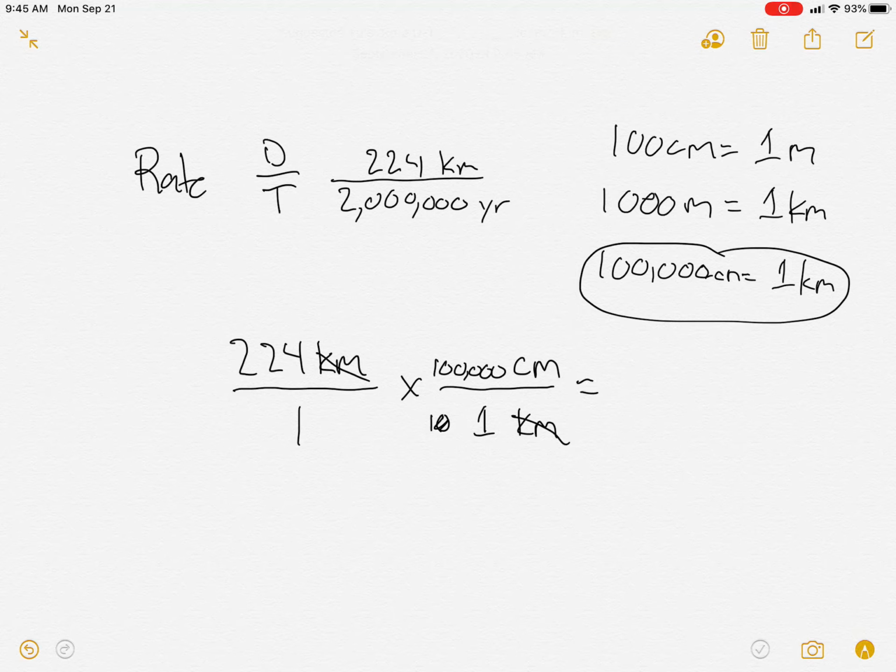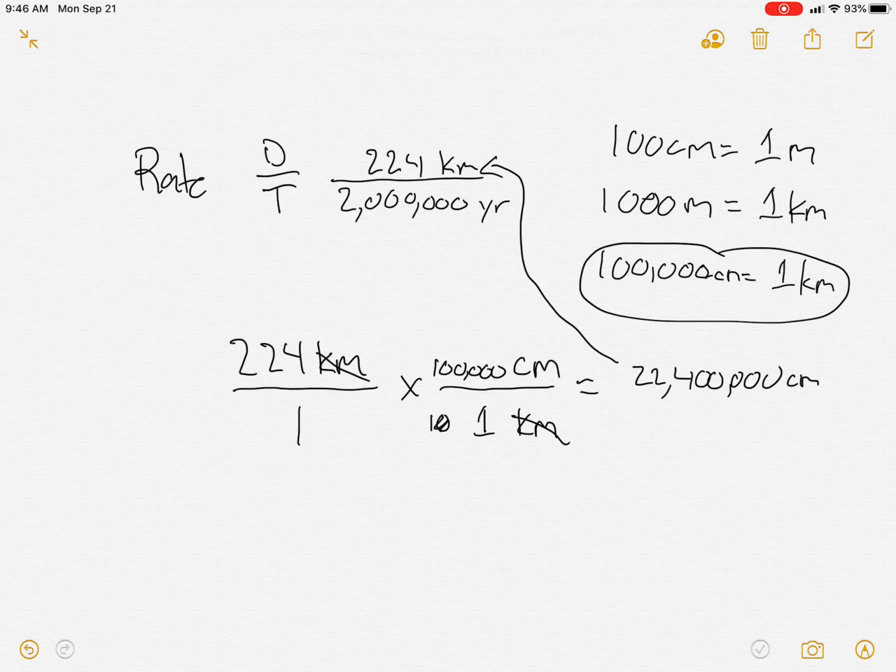So what I want to do to convert this is multiply 224 by 100,000. So yes, it is a big number, but remember we're eventually going to divide by 2 million. And so what we get is 224 multiplied by 100,000. We get lots of zeros. So we get 22,400,000 centimeters. So that can replace that. They're the same thing, they're just different units, right? It's like saying you're 6 feet tall or 72 inches tall. You're the same height, just different units.